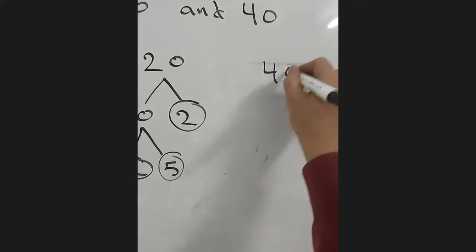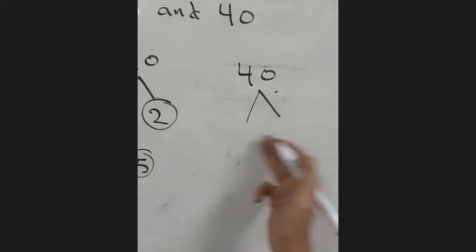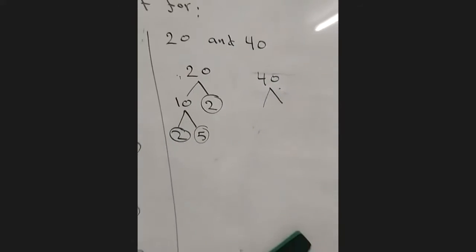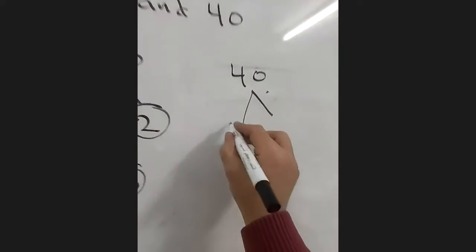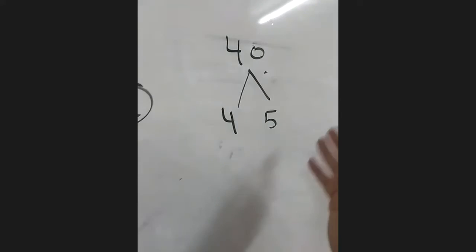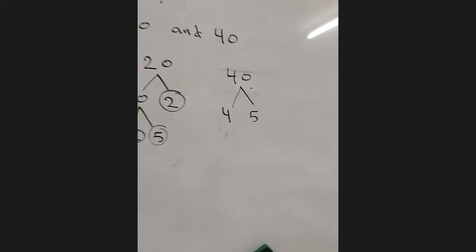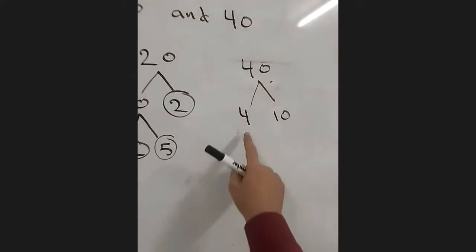Yalla, 40. Give me two numbers. If you multiply them, you get 40. 4 by 10, or 8 by 5, or 20 by 2. We have a lot of numbers, right? 4 by 10, yeah. Right. Let's go to the 4.